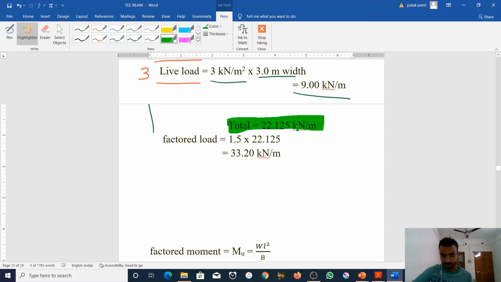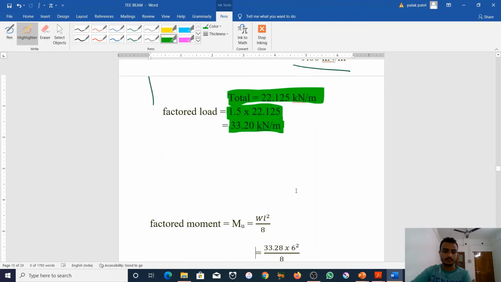We got the total load 22.125 kilonewton per meter. This total load is applied on the slab. But these are the service load. We need a factored load. So multiply 1.5 into 22.125. So the factored load is 33.20 kilonewton per meter.